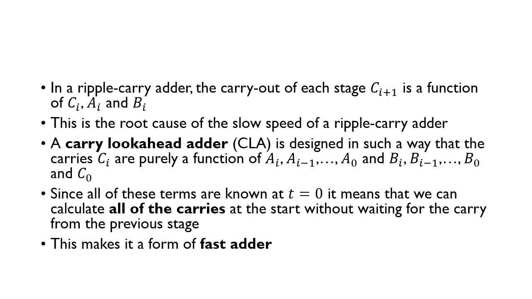Now this is designed in such a way that the carries of each stage, so Ci, are purely a function of all the input bits, so all the A and B bits, and the very first input carry to the adder. Because the A's and B's and the first input carry are all known at time 0, we can calculate the carries for all the later stages at the start without waiting as we ripple along this chain. So the carry lookahead is essentially a fast adder. It's got much better performance than the ripple carry adder.